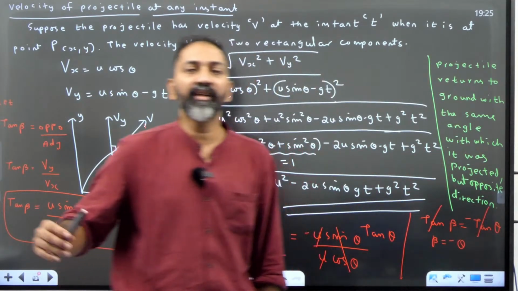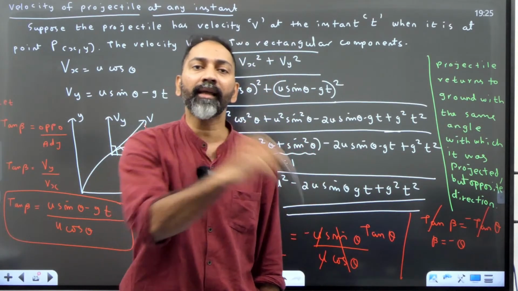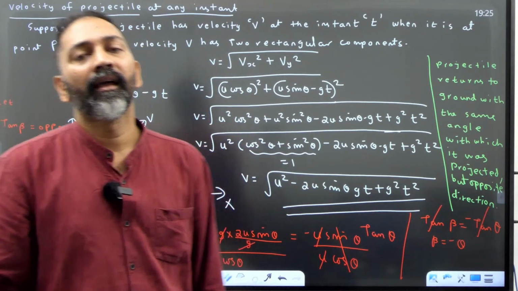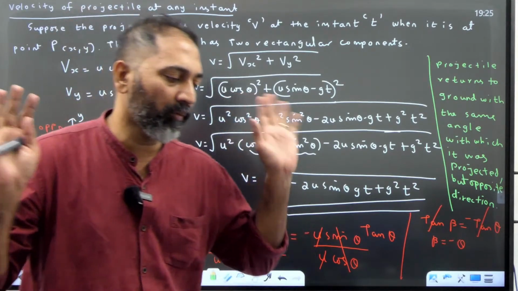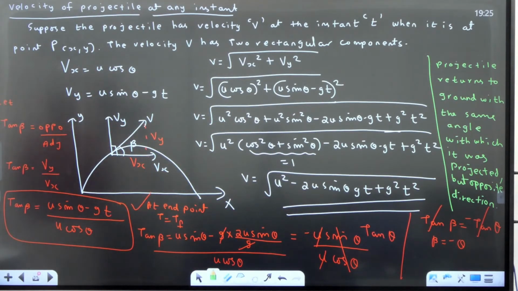Now, suppose a person throws projectile at 30 degree. At what angle it returns to ground? 30 degree only. But the negative sign indicates that direction will be what? Opposite. Any doubts?